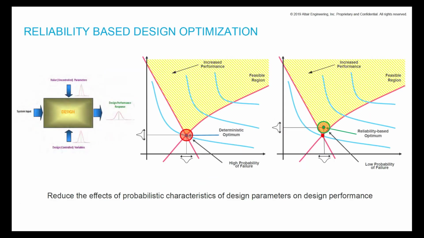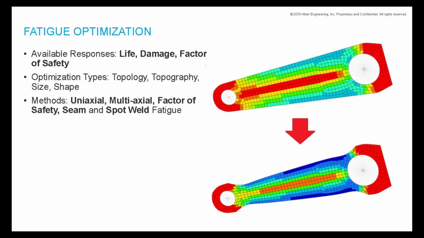Reliability-based design optimization reduces the effects of probabilistic characteristics of design parameters on design performance. Fatigue optimization enables uniaxial, multi-axial, factor of safety, seam and spot weld fatigue optimization.